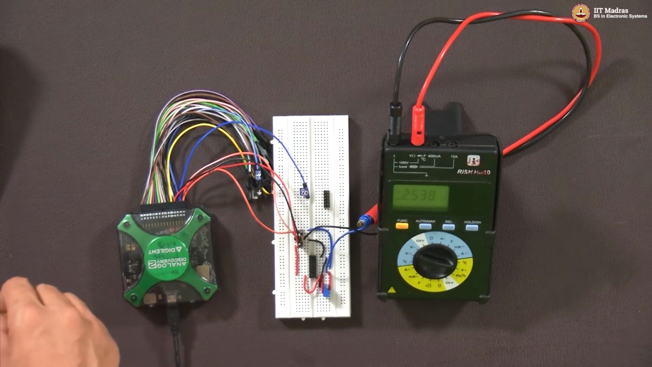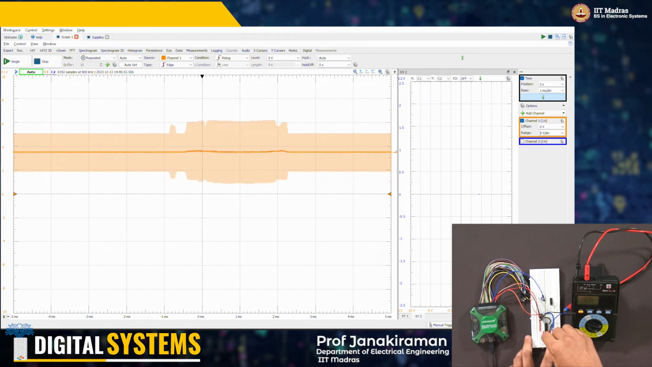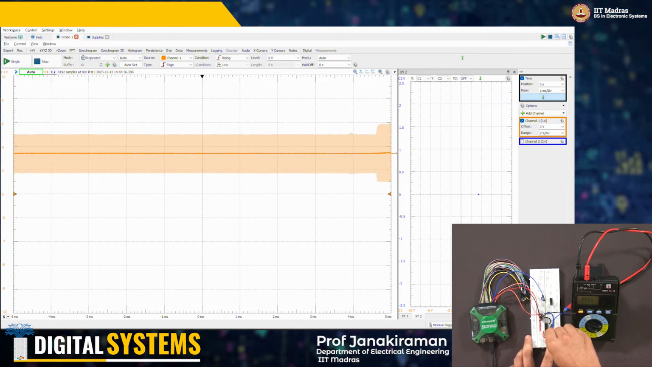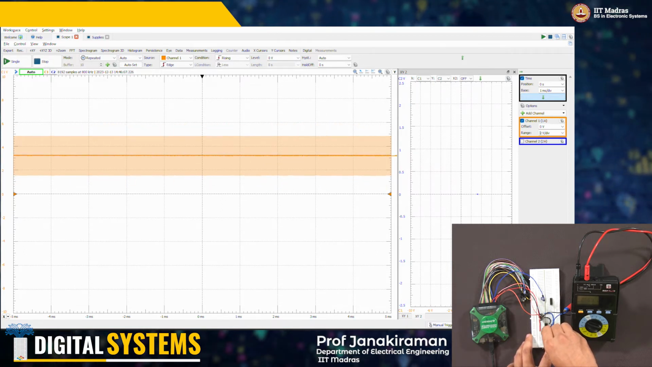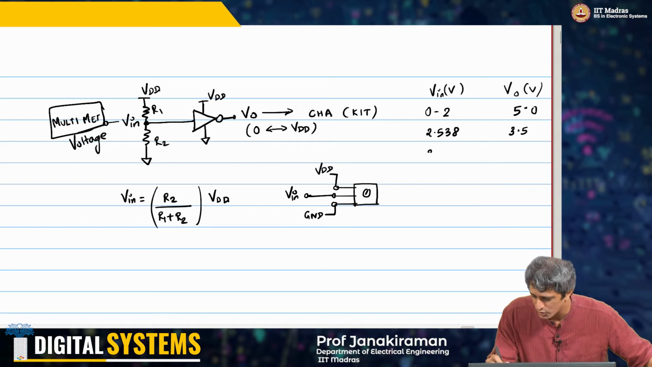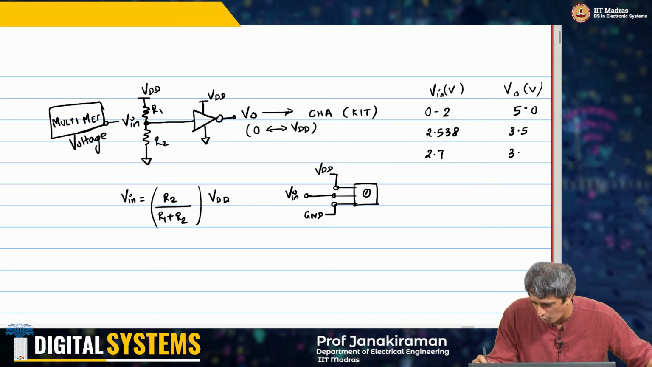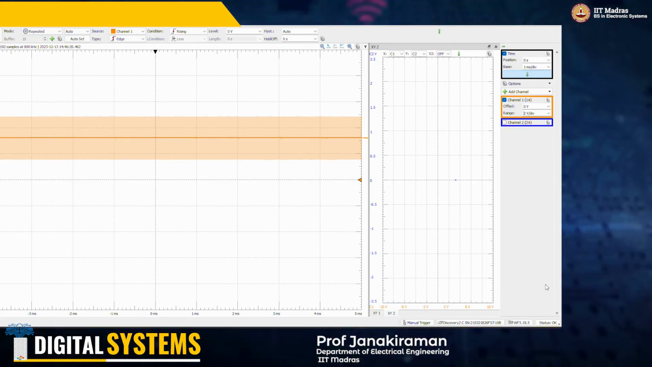Let me go back to the oscilloscope here because I have to observe that. Yeah, somewhere near 2.7 volt the output has dropped to 3.2 volt. I am going to just make a note of this again. This is 2.7 volt, this has dropped to 3.2 volt. Then I continue further.